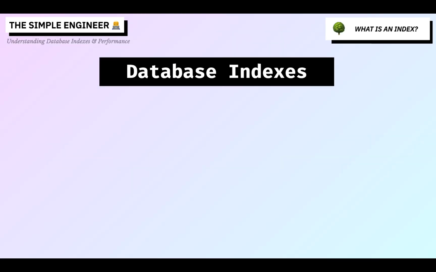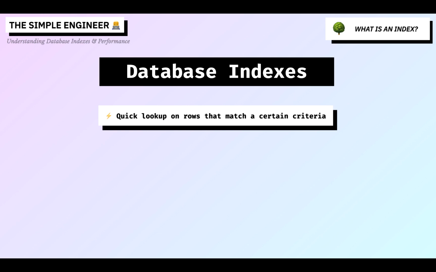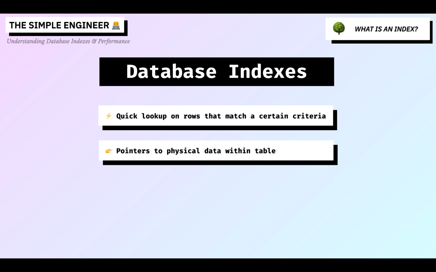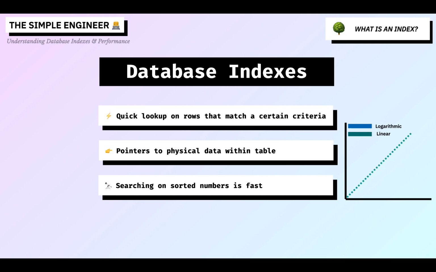Now, let us answer the question, what is an index from a technical viewpoint? So when we're talking about database indexes, we get this huge benefit where we get quick lookup on rows that match a specific criteria. And it's nothing more than pointers to physical data within the table. And we'll look at this structure in a lot more detail. But the idea is that when we search our data that's sorted, right? So indices are going to be sorted. We know that searching on sorted data is really fast.